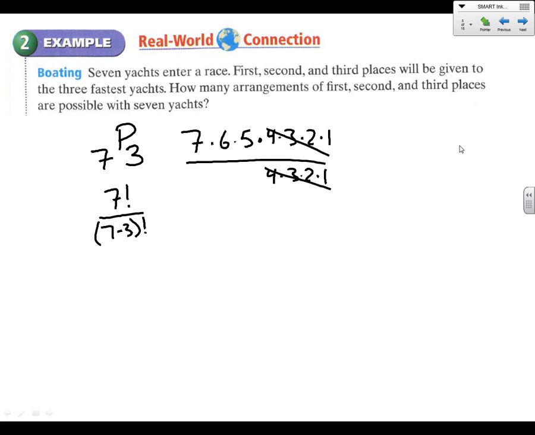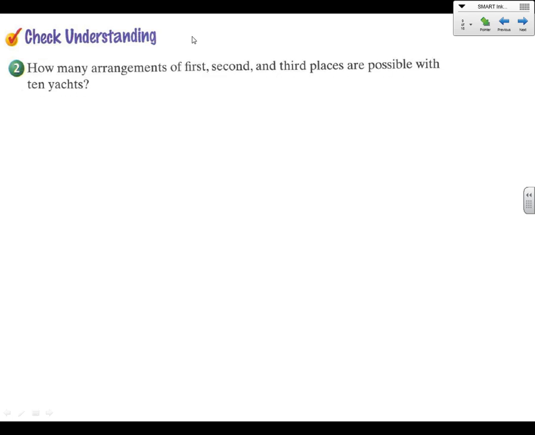7 times 6 times 5 is 210. That was one of the warm-up problems. Okay? And you can check that on your calculator using the nPr function as well. So go ahead and figure out how many arrangements of first, second, third places are possible if we had 10 yachts racing.